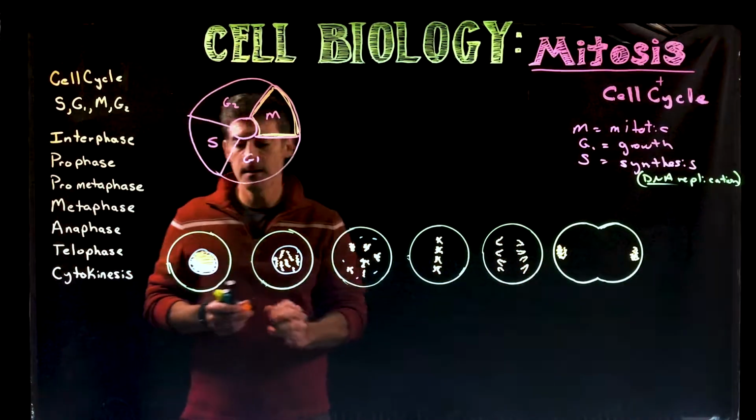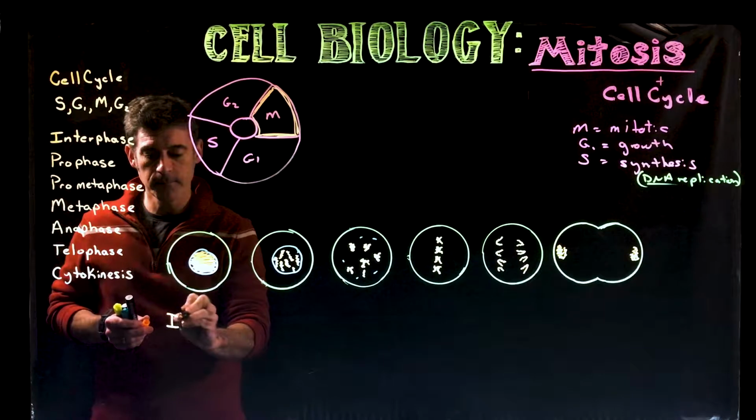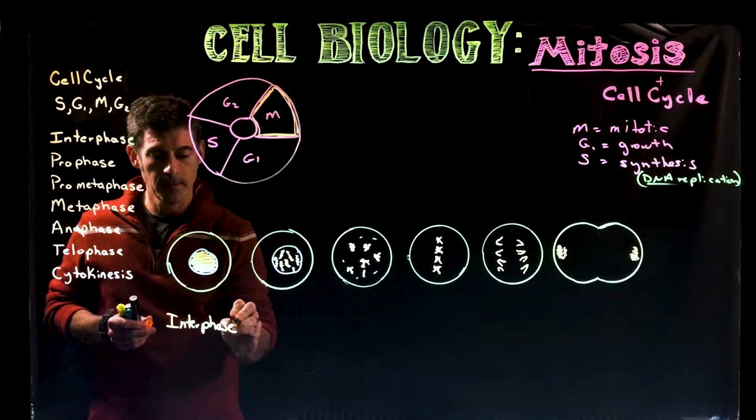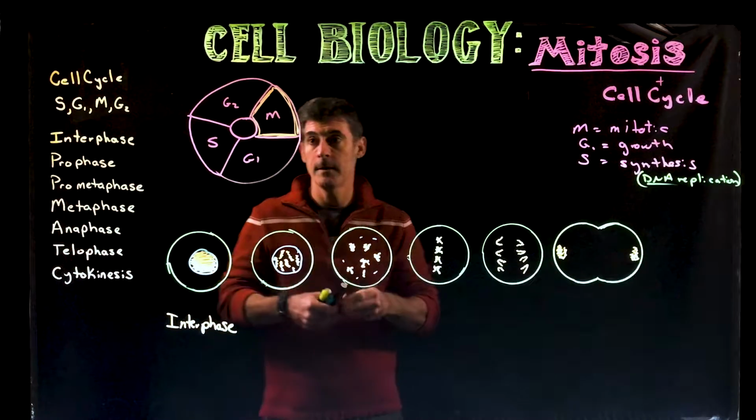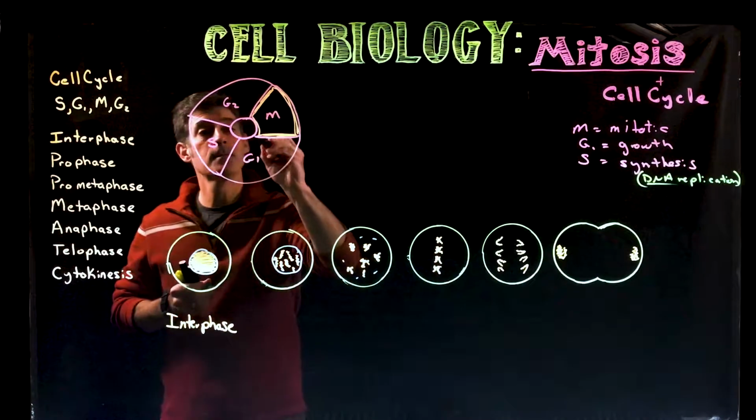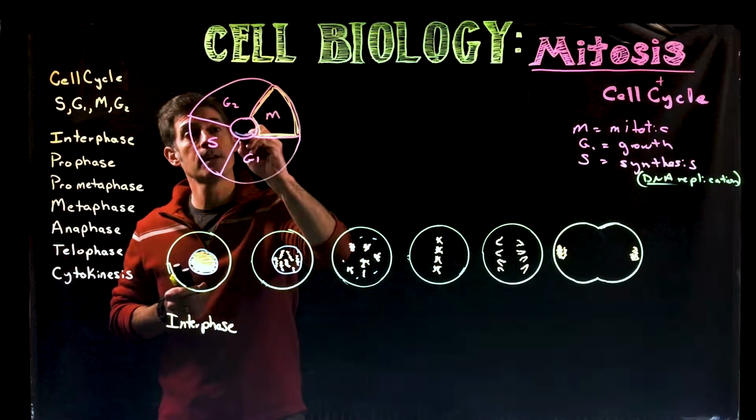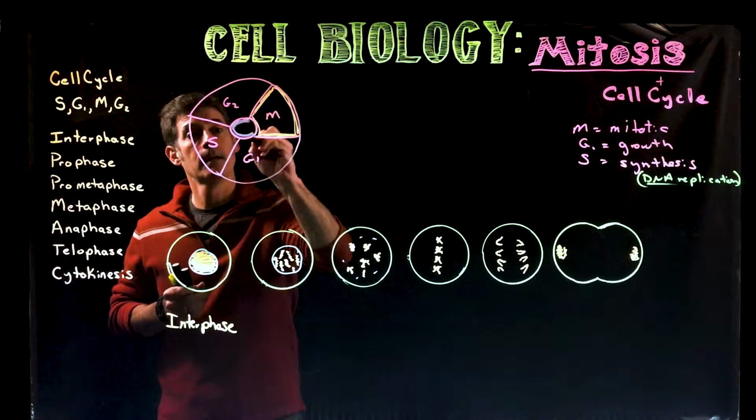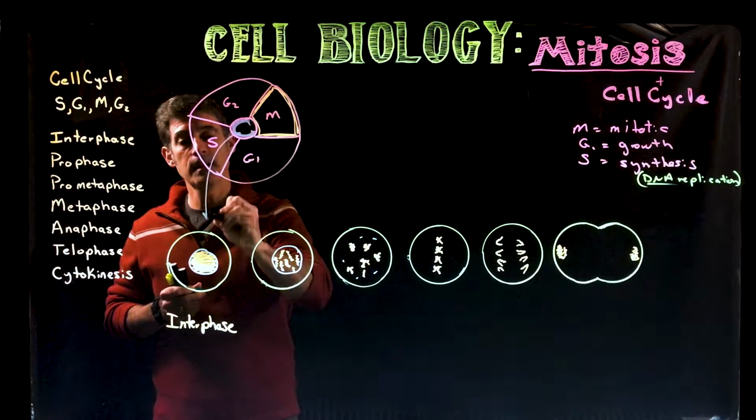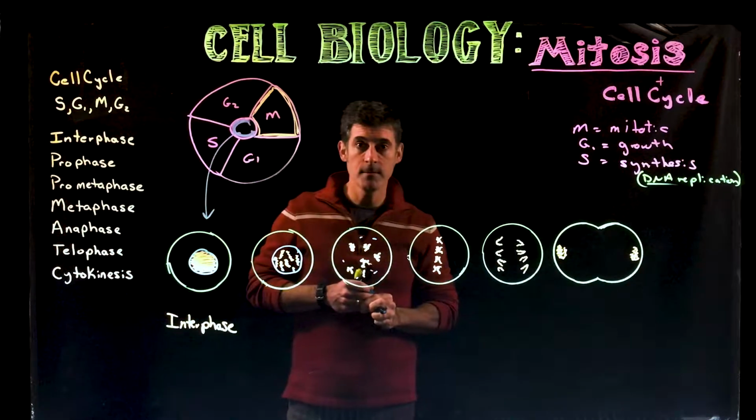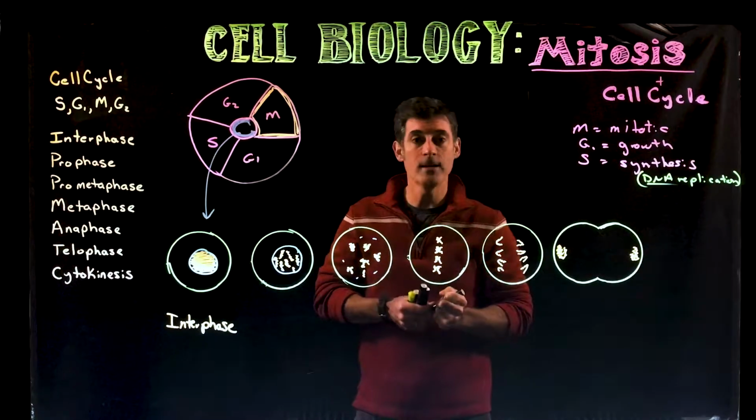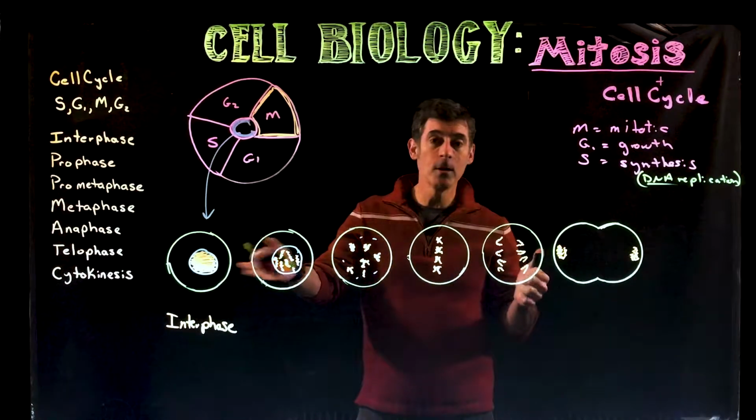So the first thing is a stage called interphase. Now, if we're looking at this cell cycle, the cell spends most of its time in interphase. Out of this whole cell cycle, all of this would really be interphase, all this time, except when it's getting into the true mitotic stage. So this is the way the cell would look most of the time.